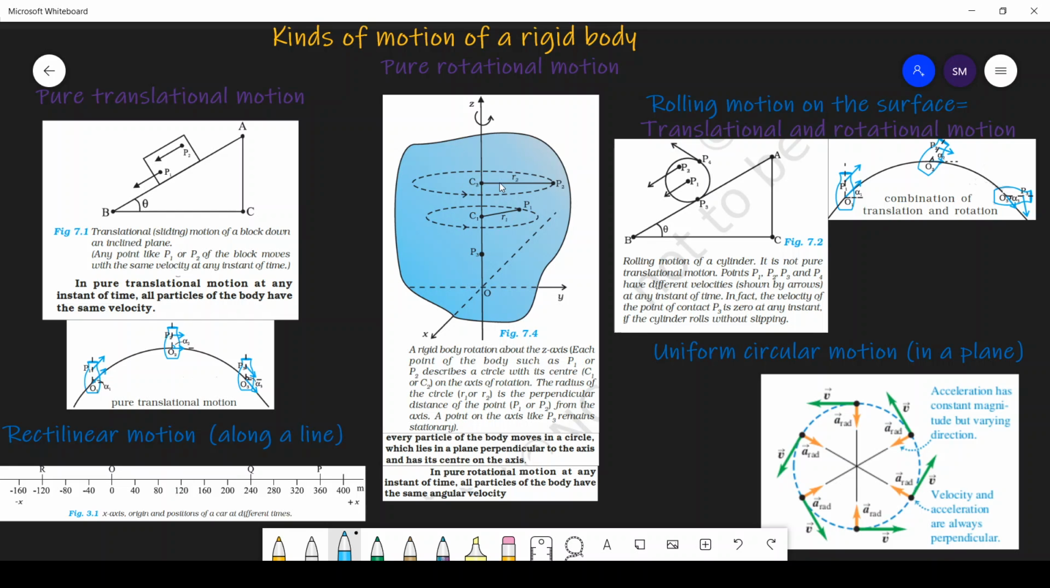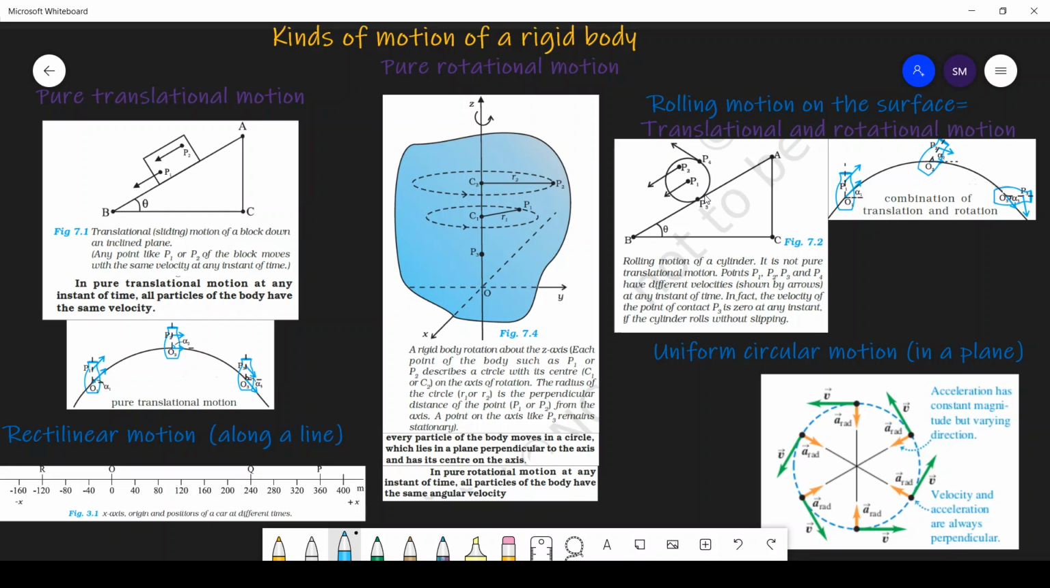We know that the linear velocity of the particles at the outer edges is more, whereas near the axis the linear velocity is less in magnitude. So in translational motion, we have the same linear velocity for all the particles at any particular instant, and here we have the same angular velocity. Now if we look at rolling motion on a surface, this ball is rolling down the surface.